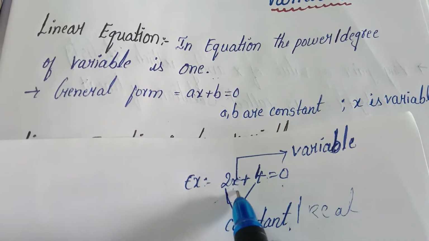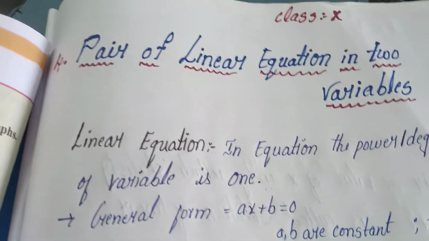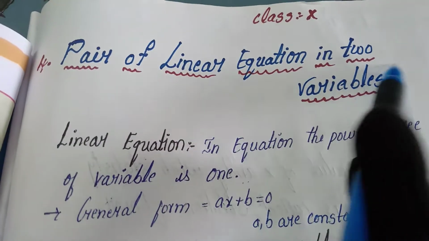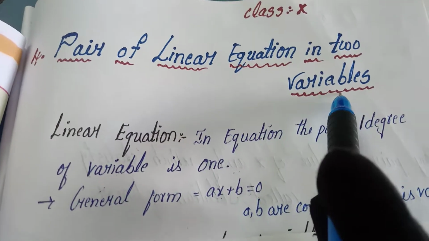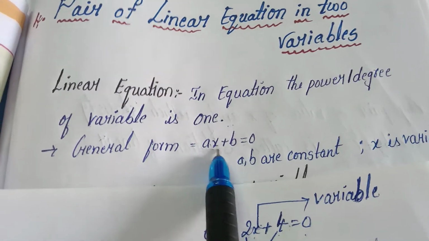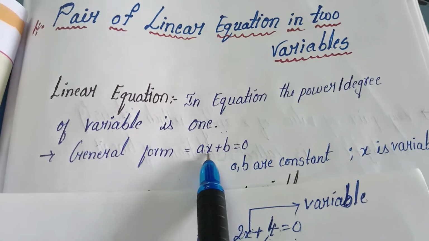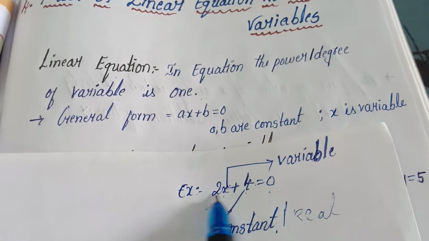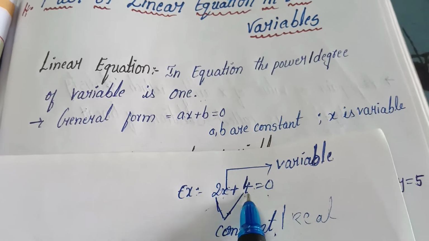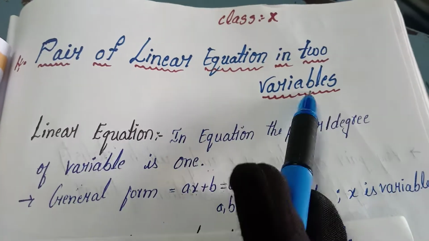This is the example of linear equation. What is our chapter name? Linear equation in two variables. The pair of linear equation in two variables. What are variables? Another name for this expression is linear equation in one variable, because we are using only one variable. Can you see this example? In this example we have two constant numbers, but the variable is 1. But our chapter name is linear equation in two variables.